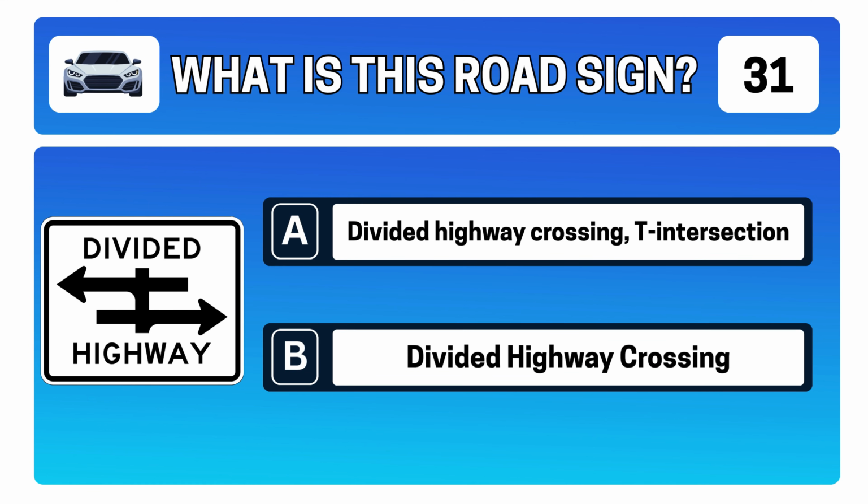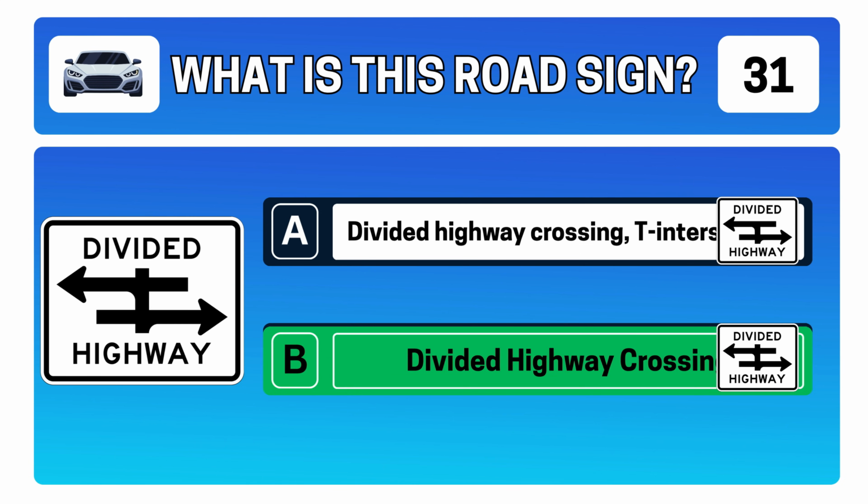What is this road sign? A. Divided highway crossing, T intersection. B. Divided highway crossing. Nicely done. That is the divided highway crossing sign.